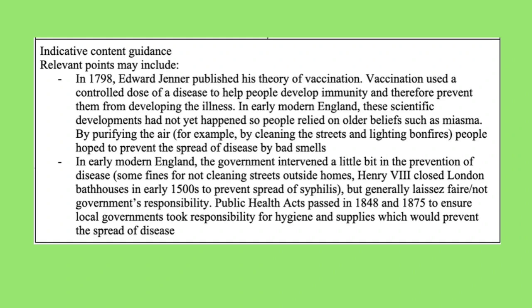So one piece of evidence you could have used was that in 1798, Edward Jenner published his theory on vaccination, which used a controlled dose of a disease to help people develop immunity and therefore prevent them from developing the disease. In early modern England, these scientific developments hadn't yet happened, so people had to rely on older beliefs such as miasma. By purifying the air, so cleaning the streets, lighting bonfires and sweet-smelling things, people hoped to prevent the spread of disease by bad smells.